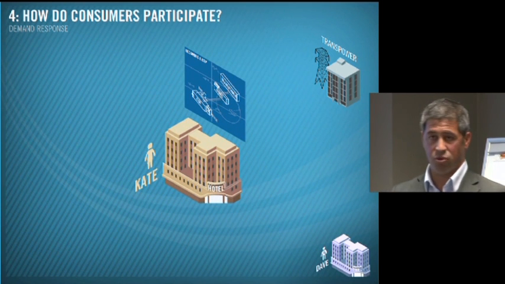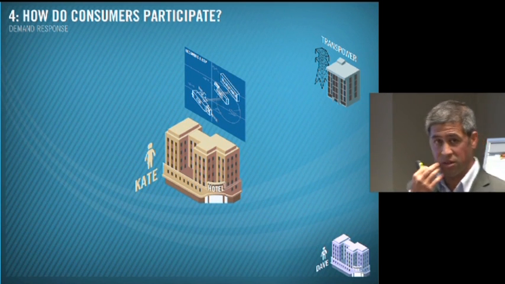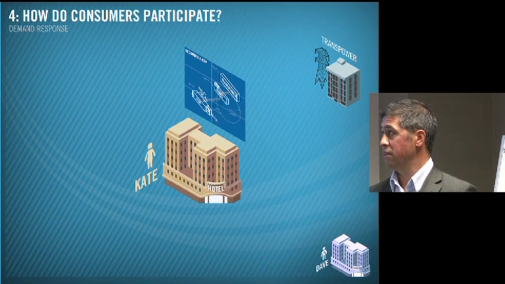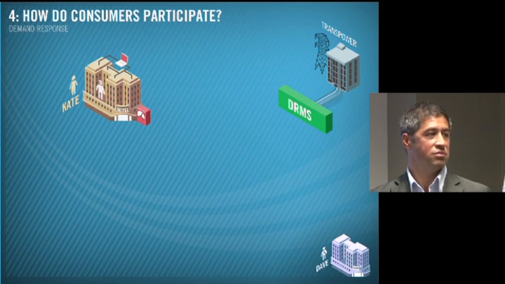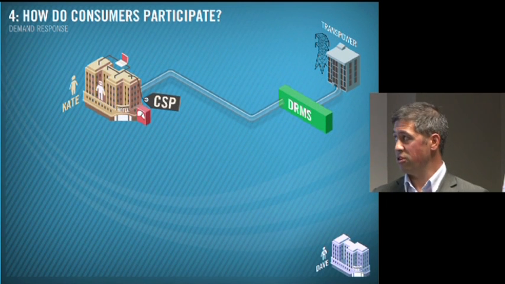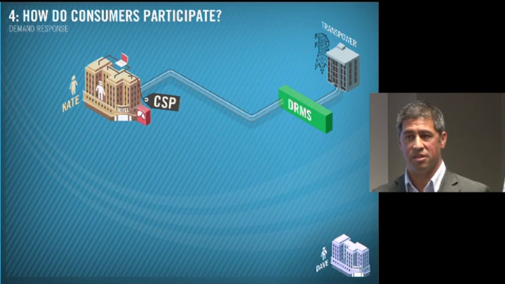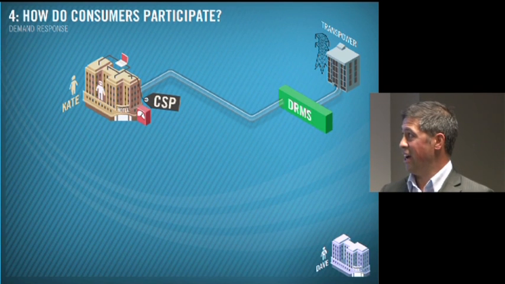So for Kate and Dave, that's our blueprint. As a hotel owner, this is what you need to do if you want to participate. So somebody like Kate, it'd be easy for Kate. It'd be a little bit of work, a little bit of cost, but she'll toddle off and set herself up as a CSP.